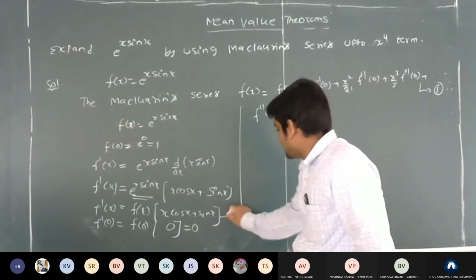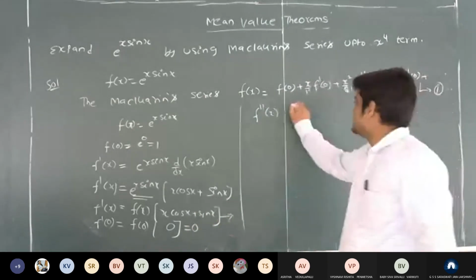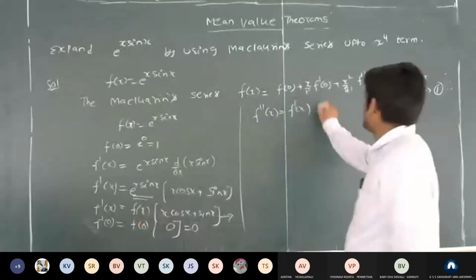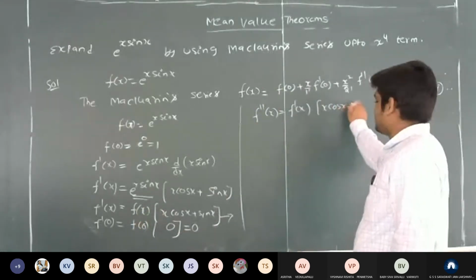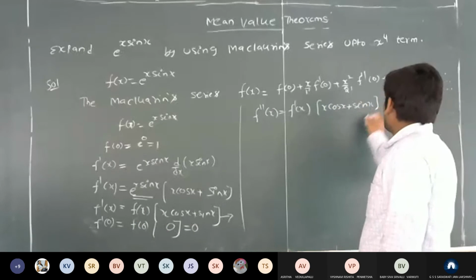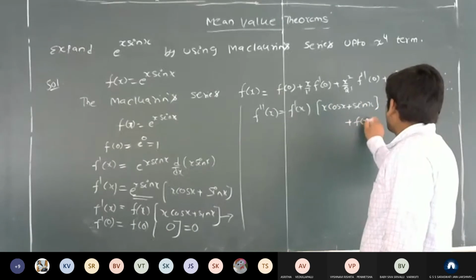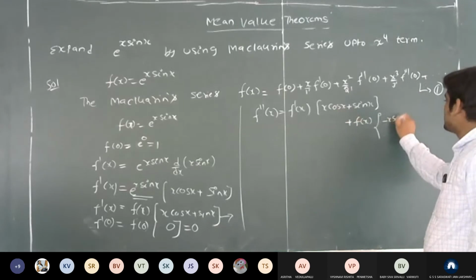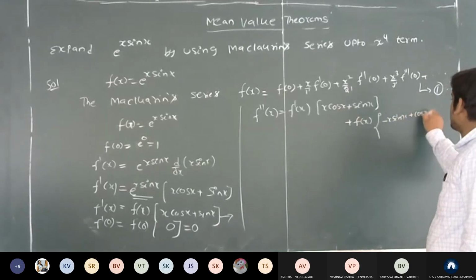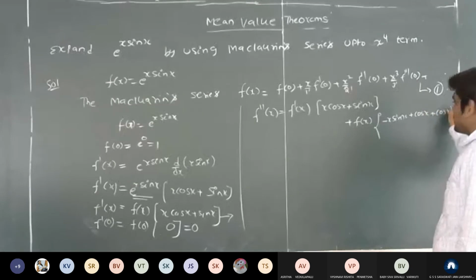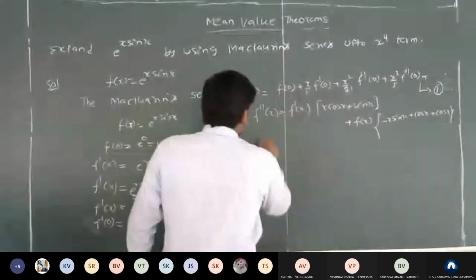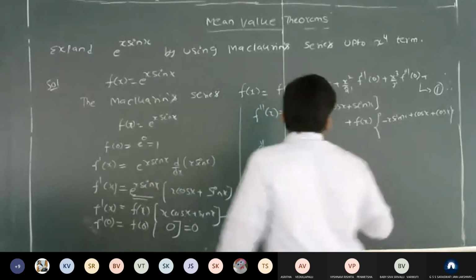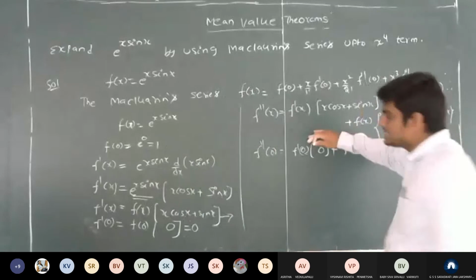Next, calculate the f double dash of x. So that means that we have to differentiate this term. So the derivative of f of x is f dash of x into x cos x plus sin x. So apply the UV rule, plus f of x into the derivative of this one. So this is minus x sin x plus cos x plus cos x. So therefore f double dash of 0 is equal to f dash of 0 into 0 plus f of 0.